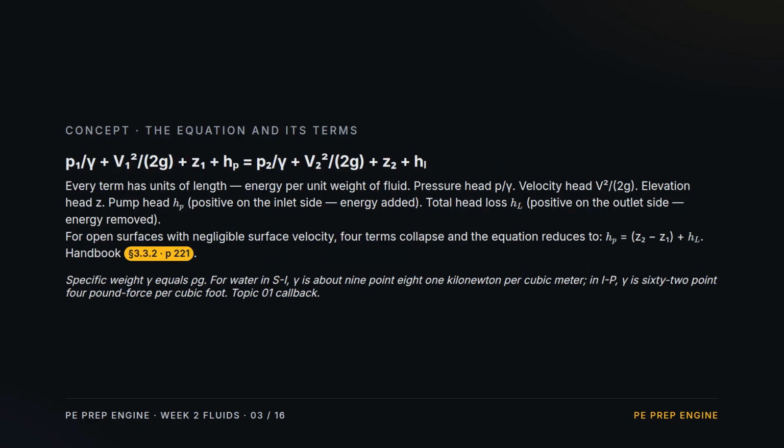The extended energy equation, station 1 to station 2. Each side carries pressure, velocity, and elevation head. The left adds H sub P, the pump head. The right adds H sub L, the total head loss. Every term has units of length. When both stations are open surfaces with negligible velocity, 4 of the 6 head terms vanish, and it collapses to pump head equals elevation rise plus head loss.